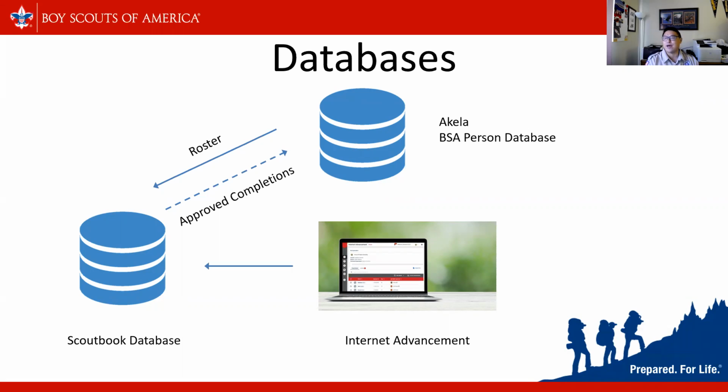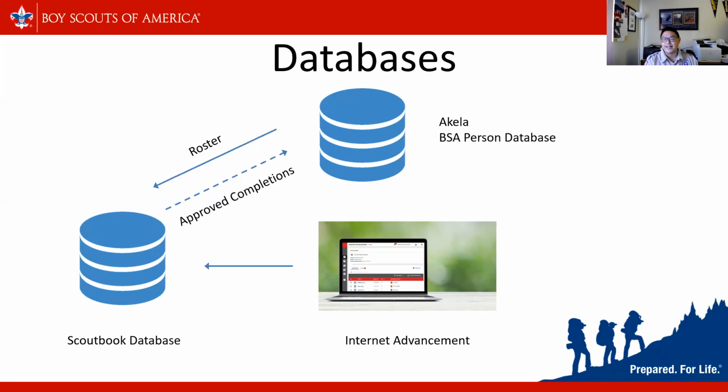So what am I talking about? So let's say you have a new scout. They just registered. The registrar will start typing in information in the Akela database. It is the official record. It has the BSA member ID. It has their address and parents and all this stuff. Within a few hours, it synchronizes to the Scoutbook database.